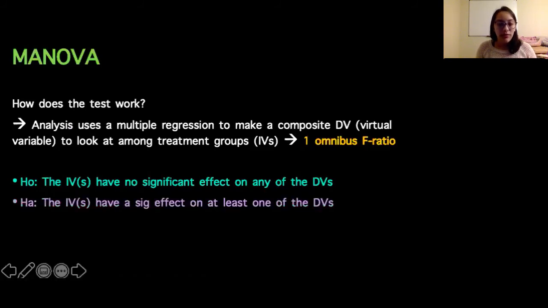And so if you get a p-value less than 0.05 for this omnibus F ratio, which I'll show you an example in a second, you would say p-value less than 0.05 means significant, right? That the independent variables have a significant effect on at least one of the dependent variables, right? So there's something significant somewhere in this big analysis, okay?